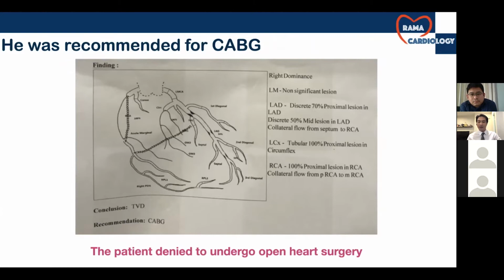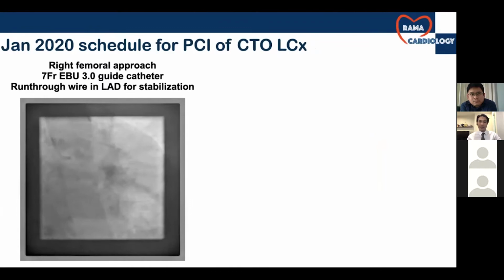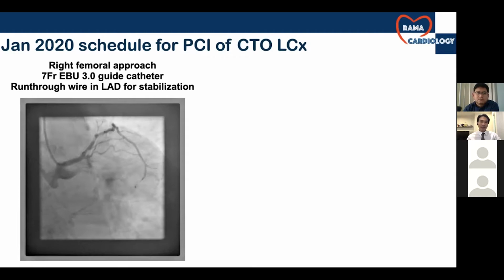The patient was brought back to the cath lab 4 months after the index procedure, and the first PCI was performed at the CTO of the circumflex. This procedure was performed by my ex-boss at the Pisanulo. He is very famous in that region.